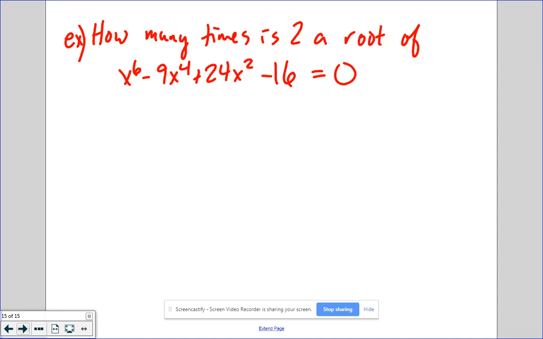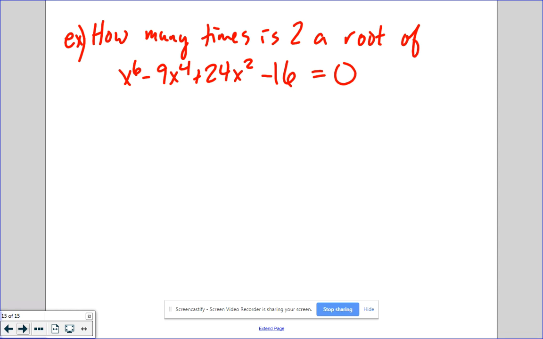All right. So it wants to know how many times 2 is a root. And remember we talked about you can get the same answer more than once. Remember we talked about that with quadratic formula. If your discriminant equaled 0, you got the same answer twice. And we called that a double root. Well, you can have triple roots and quartic roots and quintic roots. You could end up with the same answer 6 times. It's possible. Probable, probably not, but it's possible.